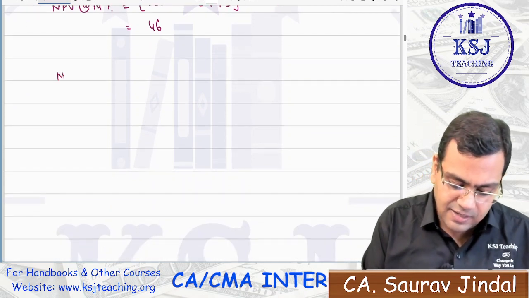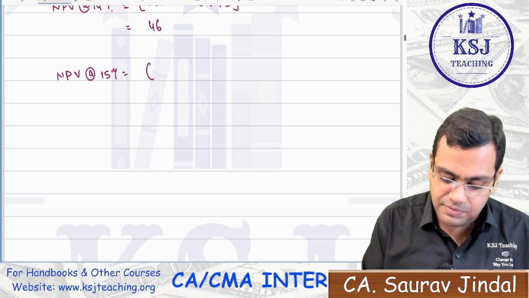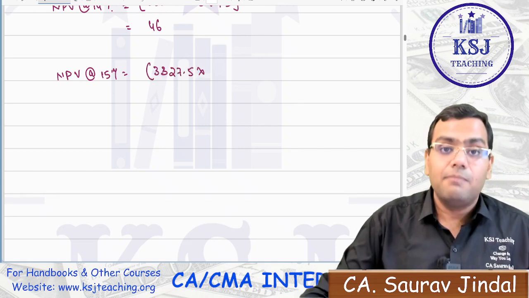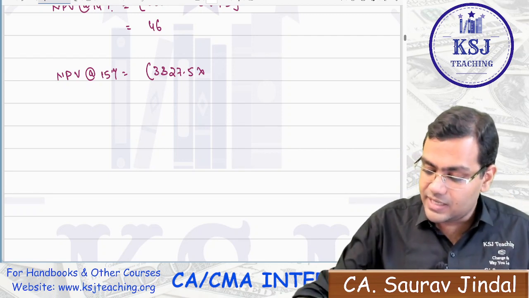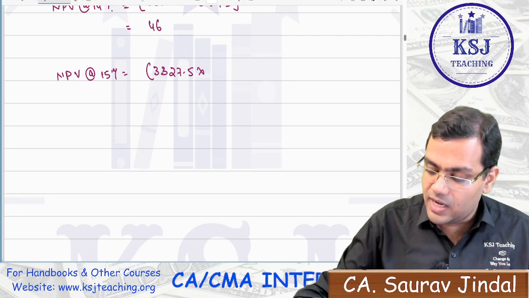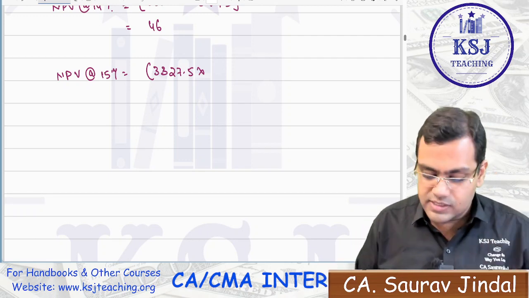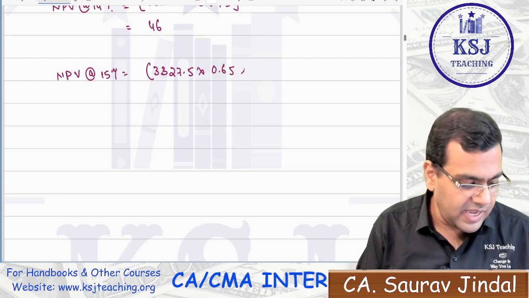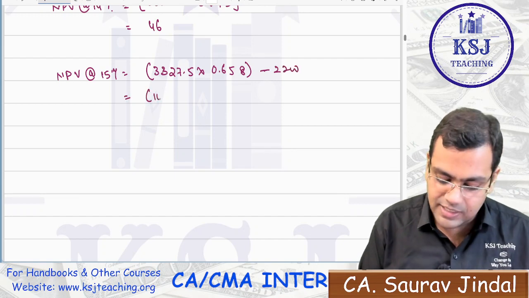I can take NPV at 15%. What will happen, sir? 15%, 3327.5 multiplied by present value factor of the third year at 15%. That is 1 divided by 1.15 equal to. What is the value that you are getting on the calculator? 0.658 minus 2200. So this will come to minus 10.